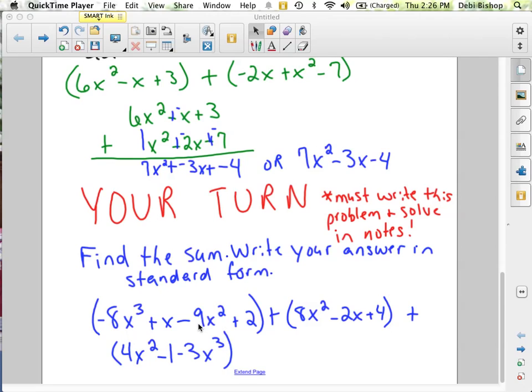Now here, you're going to do the same thing, except you have 3 different parts that you are adding together, but it is the same process. You're still going to line them up. You're going to match them up with like terms, and then add all three together. So again, pause this right now, write this down, and solve it. And when you're done solving it, unpause, and then you can go and check your answer.